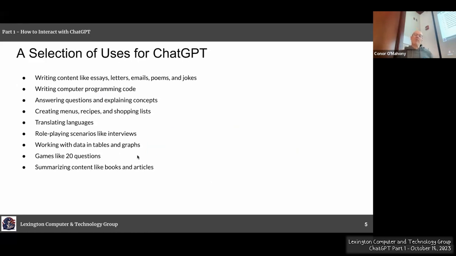So you've probably encountered some of these, but there are a selection of uses for ChatGPT, from writing content like essays and letters, emails and poems and jokes, limericks, songs in a particular style, writing computer programming code. It's reasonably good at that. Answering questions and explaining concepts, creating menus, recipes, and shopping lists.